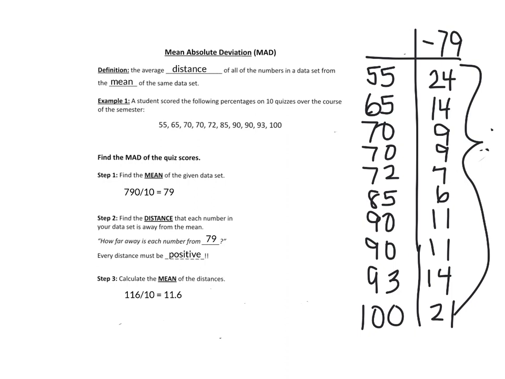And that information, that 11.6, really only means something when we're comparing it, usually with a different data set. So now what we can do is take this MAD and either use it to compare to a different data set, or use it to see if there are any outliers. Okay, so now you know the 3 steps to finding the MAD.